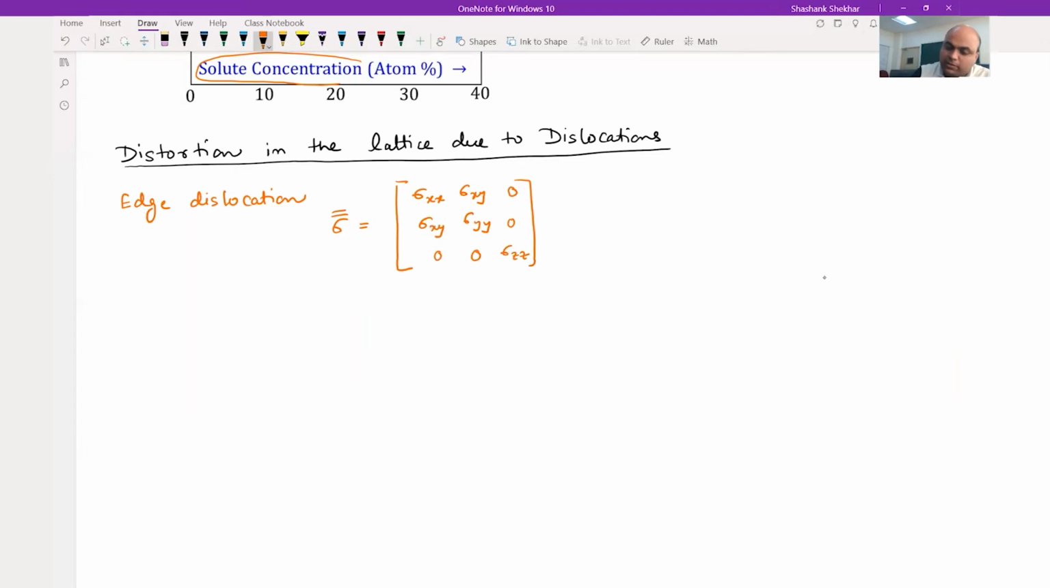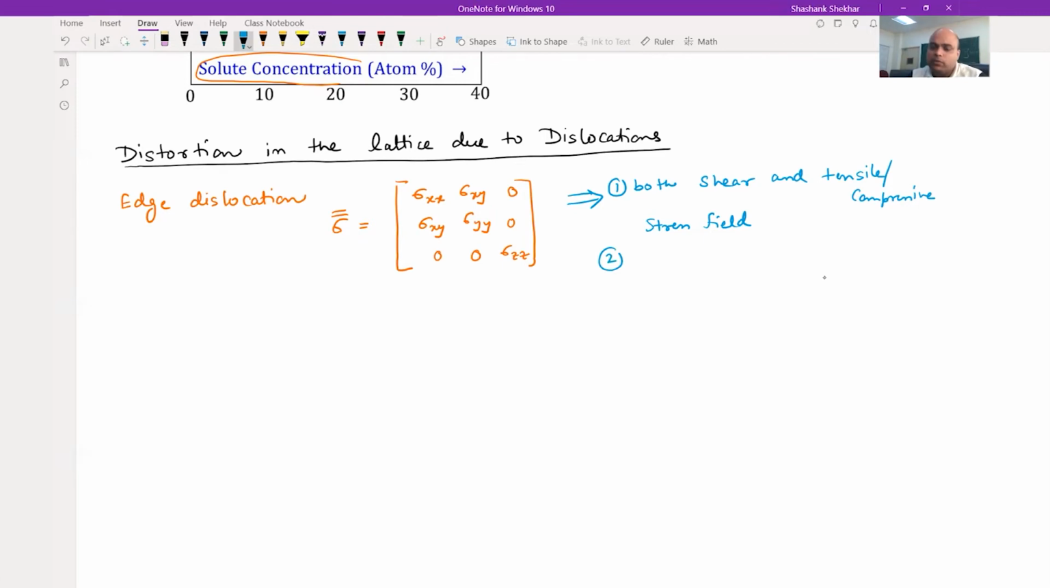So this means that you have both shear and tensile or compressive stress fields. That is point number one. If you see the stress matrix associated with edge dislocation, it has both shear as well as tensile or compressive components. So components of hydrostatic, right? That is point number one.